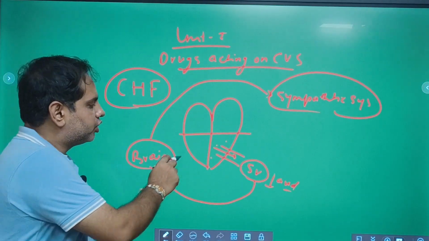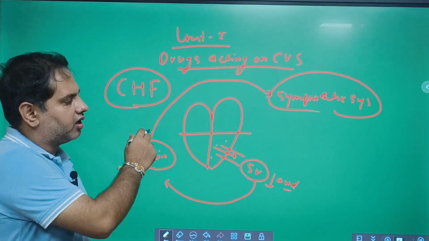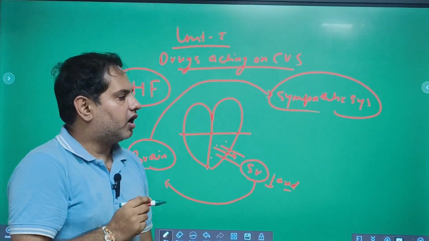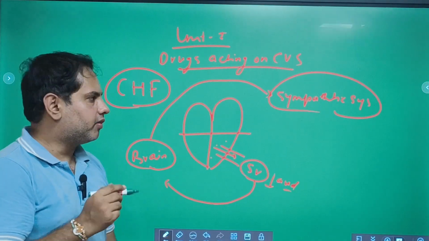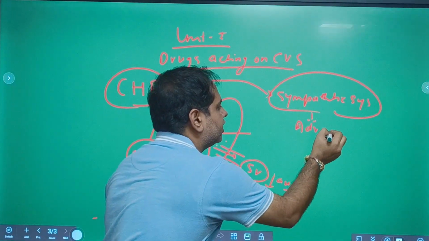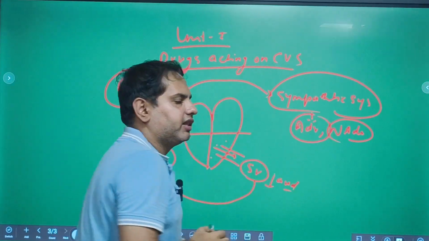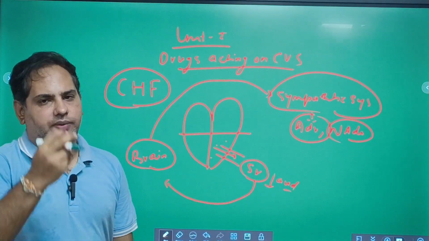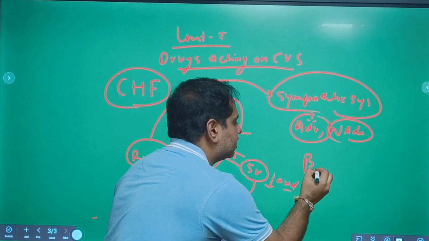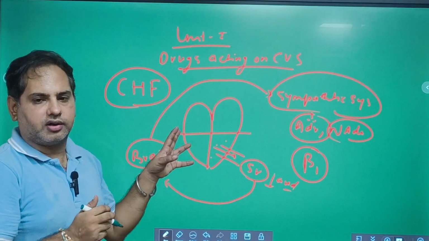So whenever our stroke volume is decreased, which happens in CHF patients, it will send the signal to the brain. In response to that, the brain will stimulate your sympathetic system, and when your sympathetic system is stimulated, adrenaline, noradrenaline, these kinds of neurotransmitters are released. These adrenaline and noradrenaline have receptors all over the body, alpha and beta. When we talk about beta receptors, beta 1 is present on the heart, all over the heart.